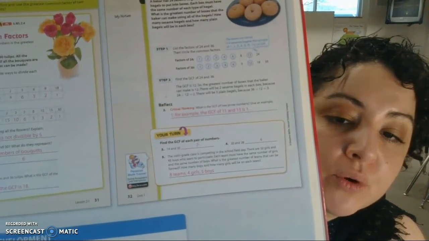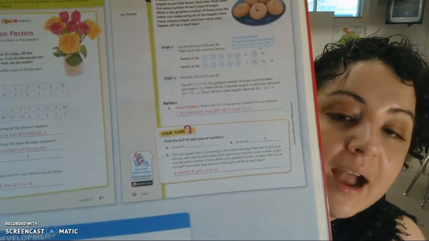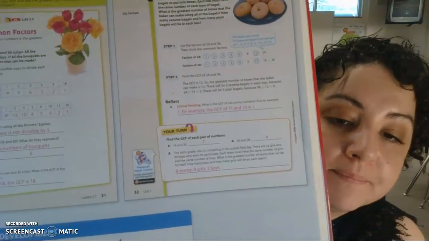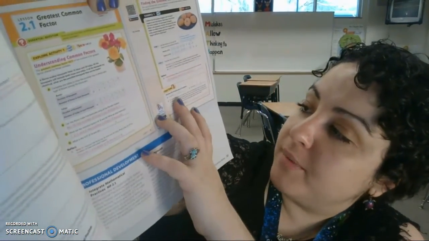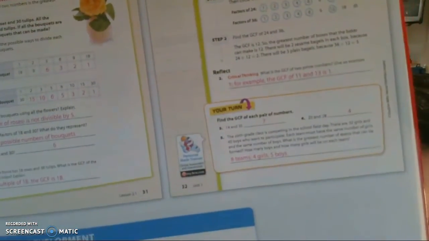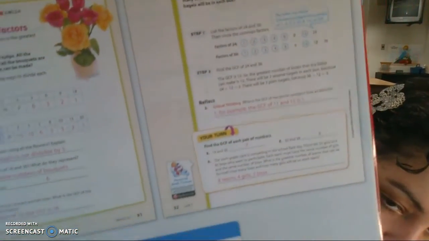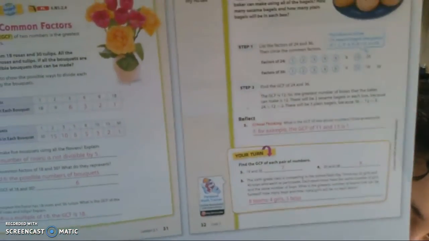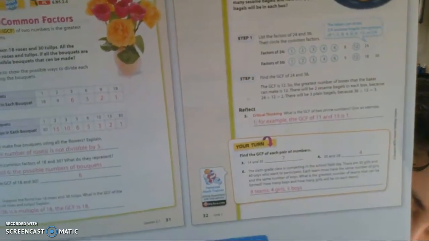And if I was looking for the greatest common factor of both of them, I would find that that answer is 1. Down at the bottom on the your turn, what would be the greatest common factor of 14 and 35? We see the answer is 7. And what would be the greatest common factor of 20 and 28? That answer would be 4.